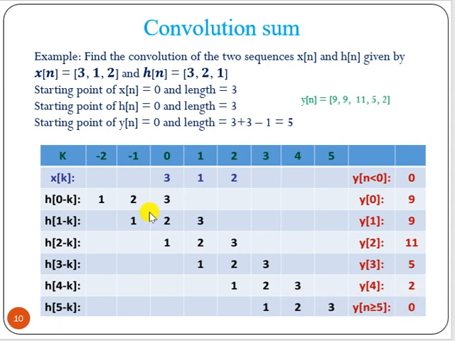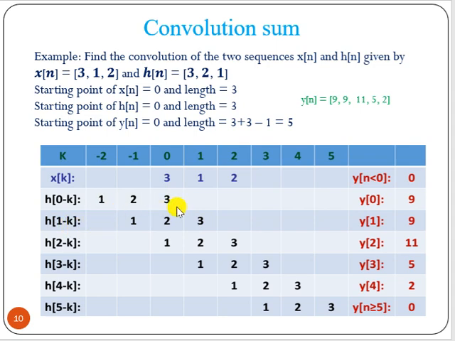Okay, now we got h of minus k here, right? Now we have to multiply xk with h of 0 minus k. Multiply, the result will be 9, that is the value of y at 0. Now if h of 1 minus k, right, that means k equal to 1.